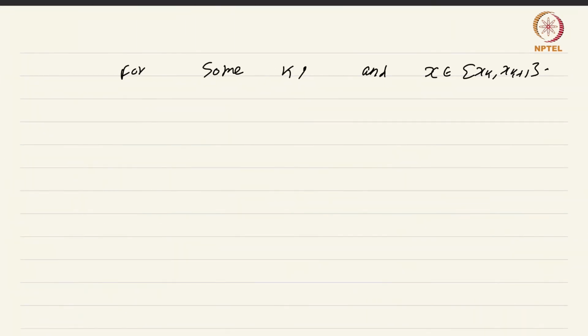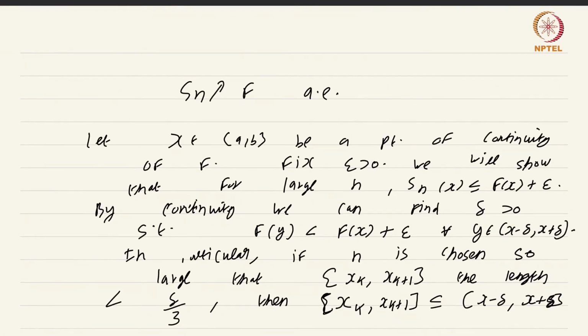Okay, now we want to do the correct estimate, so I have made a small error. Let me fix that such that f of y is greater than f of x minus epsilon. You will understand in a moment why I need this inequality, that is also a consequence of continuity, rather than the one I wrote down originally.